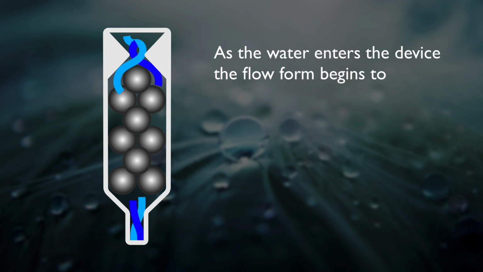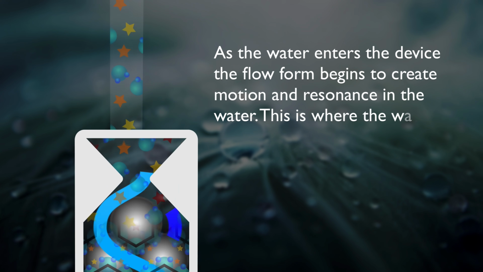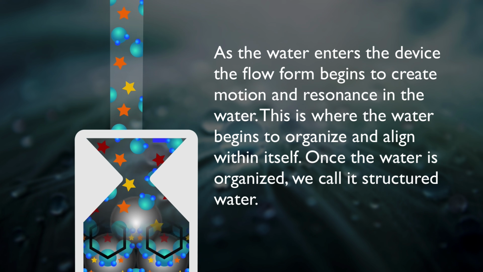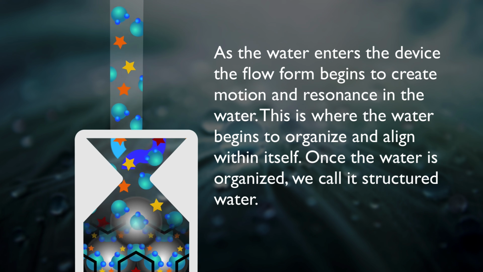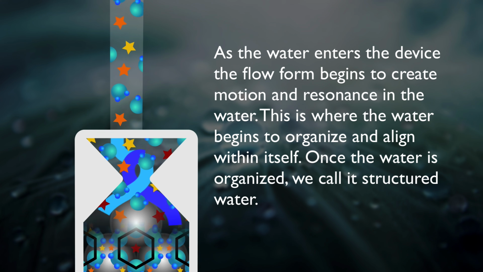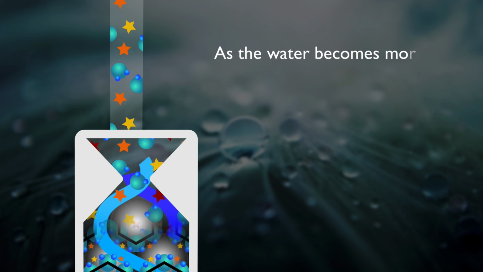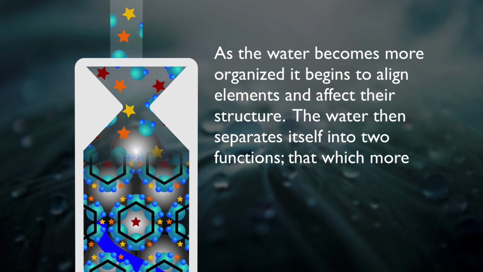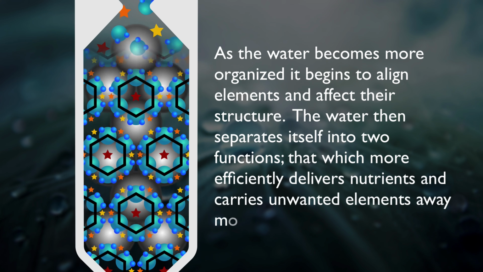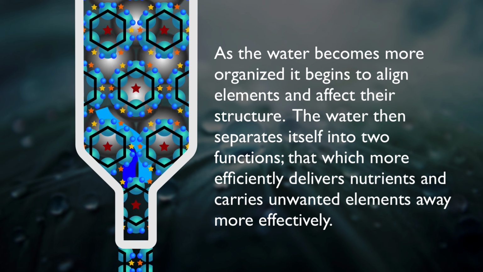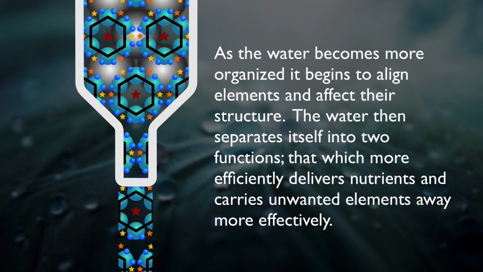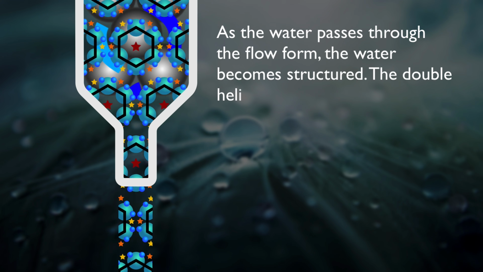As the water enters the device, the flow form begins to create motion and resonance in the water. This is where the water begins to organize and align within itself. Once the water is organized, we call it structured water. As the water becomes more organized, it begins to align elements and affect their structure. The water then separates itself into two functions: that which more efficiently delivers nutrients and carries unwanted elements away more effectively. As the water passes through the flow form, the water becomes structured.